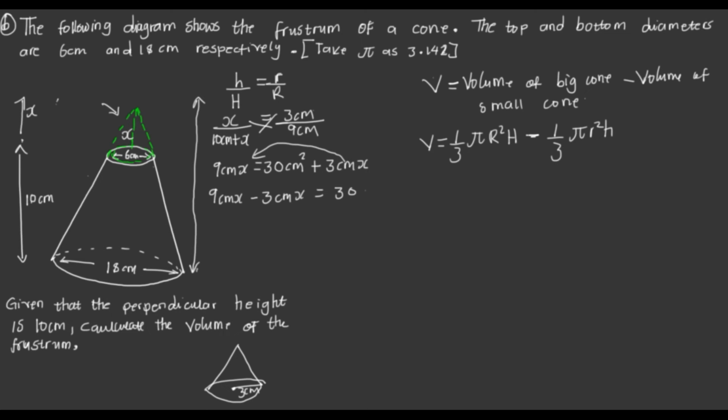Now, centimeter squared is the same as centimeter times centimeter. So 9 centimeters minus 3 centimeters, we get 6 centimeters x is equal to 30 centimeters squared. I will just write centimeter squared as centimeter times centimeter, so that when I divide by 6 centimeters, we can see that our x is equal to, we'll cancel 1 centimeter from the numerator and 1 from the denominator.